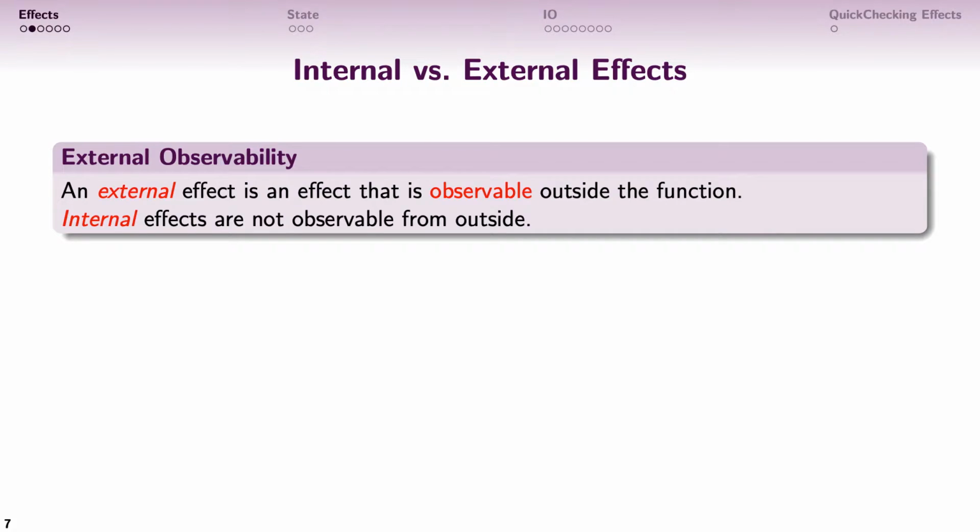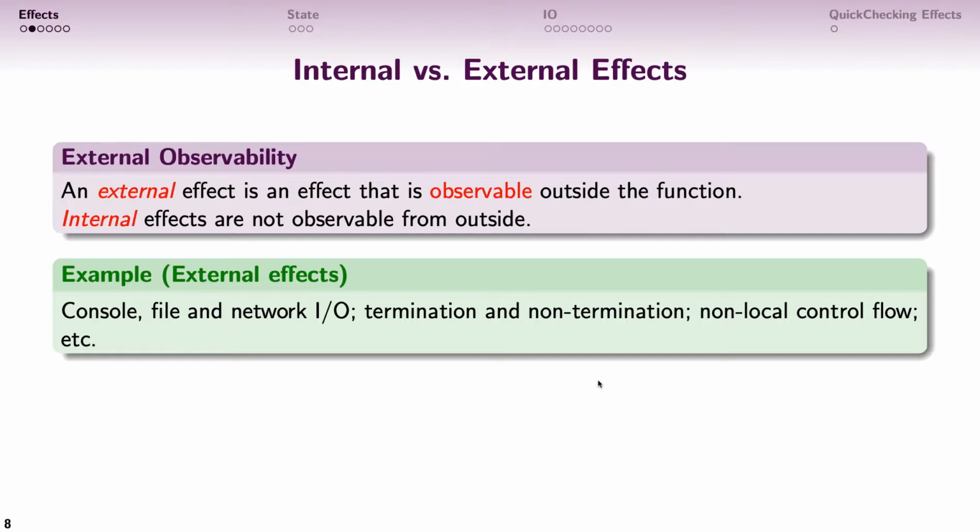But there's also something called internal effects, and these are effects that may be observable from within a function, but are only observable within the function that does the effects. So for example, things like console I/O and network I/O, and termination and non-termination and control flow and so on, all of these things are externally observable by other functions.